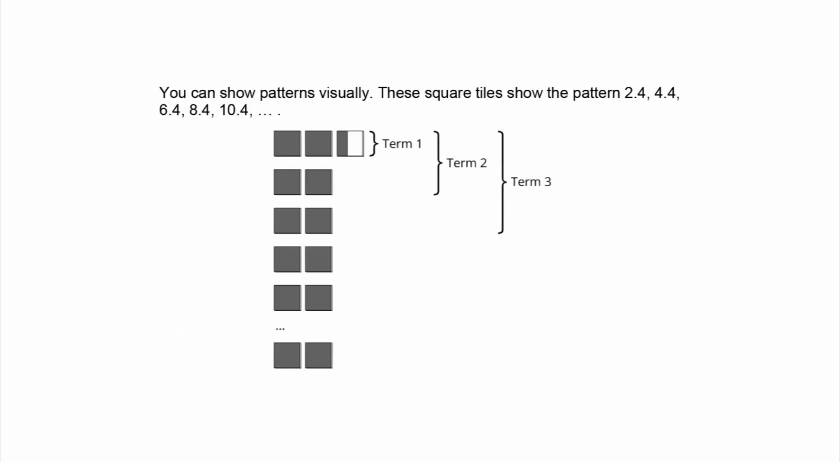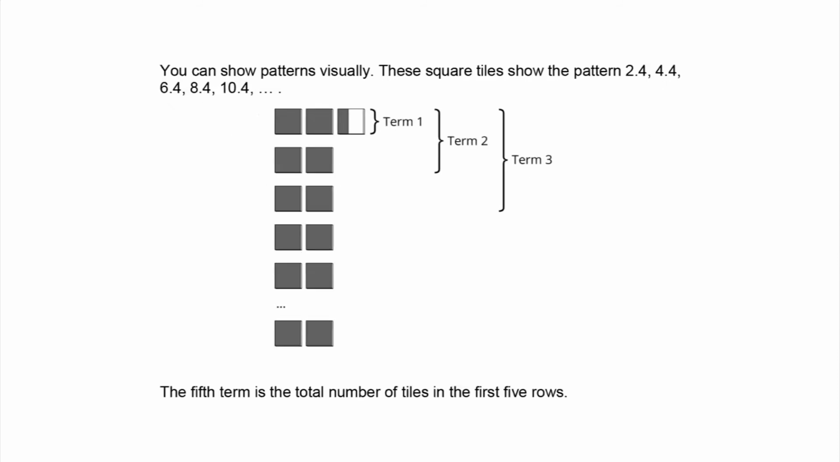You can show patterns visually. These square tiles show the pattern 2.4, 4.4, 6.4, and so on. And you can see that there's a 0.4 included there. As you progress to each subsequent term, you're just adding in an additional 2. If you think about it, that makes sense. The difference between 2.4 and 4.4 is 2. The difference between 6.4 and 8.4 is also 2, and so on. It's always a gap of 2. So here you're just adding in 2 for each subsequent term.